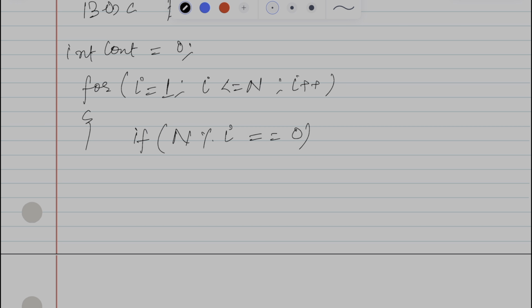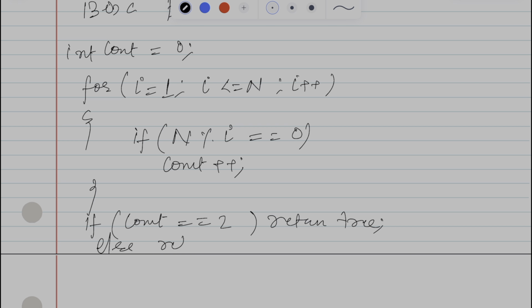So we are basically saying that yes, i is a factor of n, so we will increment the number of factors count. At last, we will say if count is equal to 2, we know it has exactly two factors, we will return true, else return false.